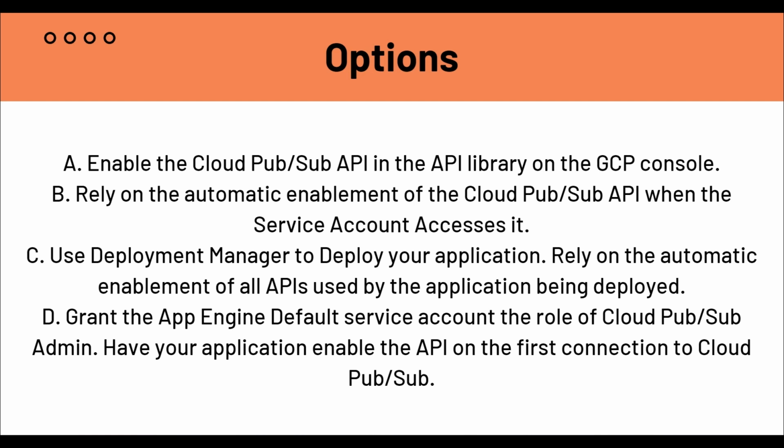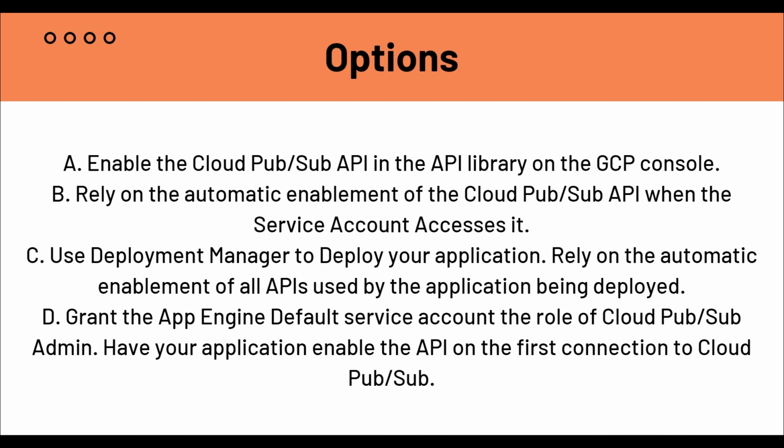So option B says rely on the automatic enablement of the Cloud PubSub API when the service account accesses it. It's telling you to rely on someone. Rely on the automatic enablement. It's telling you wait for the phone to charge itself. No, it's not going to do that. And plus, why would you wait for it to charge itself? You go there, charge it yourself. So B is not the answer.